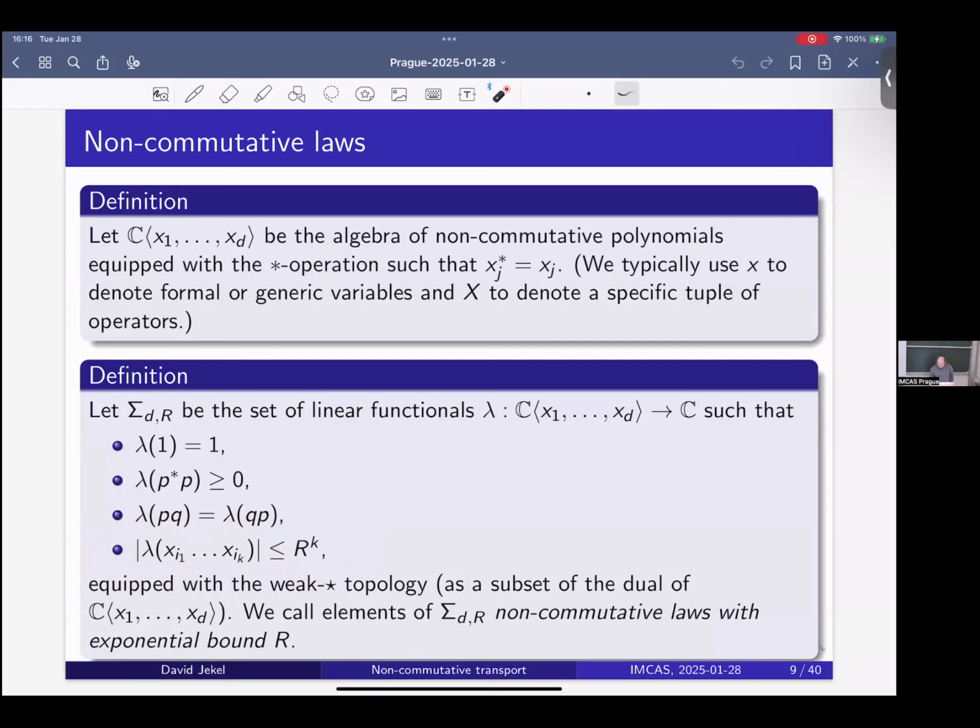And then again, like I said, there's a weak star topology. If you consider these as linear functionals on the polynomial algebra, then it makes sense to define the weak star topology. By the way, the weak star topology makes sense regardless of whether the original vector space was a Banach space or not. You don't really care if there was any topology on the original space, you can still define the weak star topology on the dual.